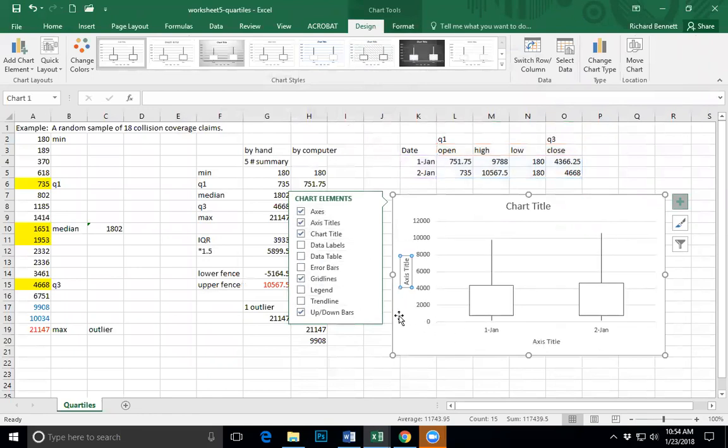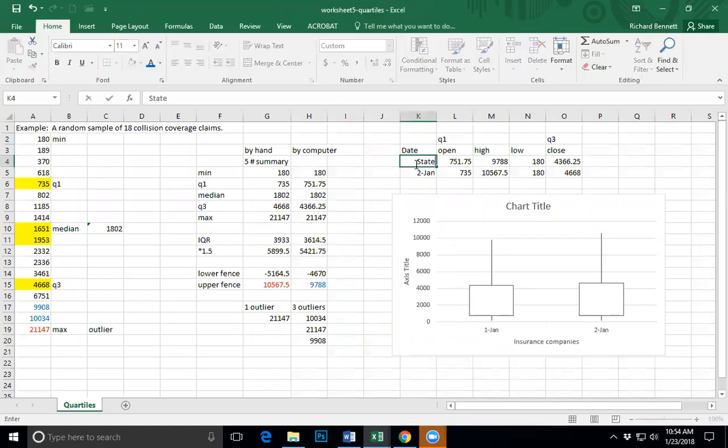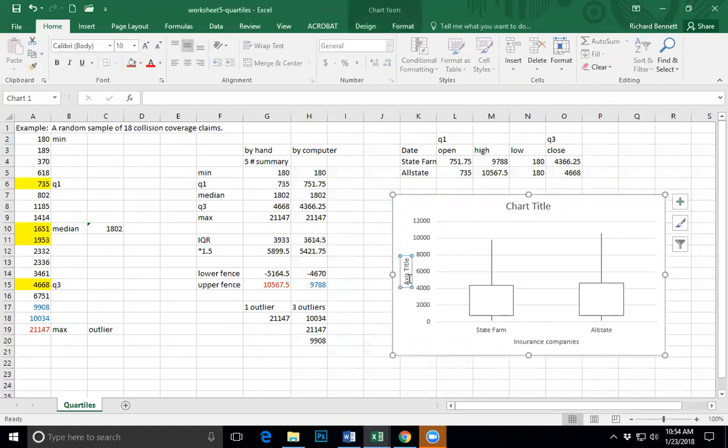Let's pretend these are two insurance companies. This is insurance companies. And this one here is what we call State Farm. And this one's called Farmers, or what's another insurance company? Allstate. Okay. Over here, I've got cost of claims.